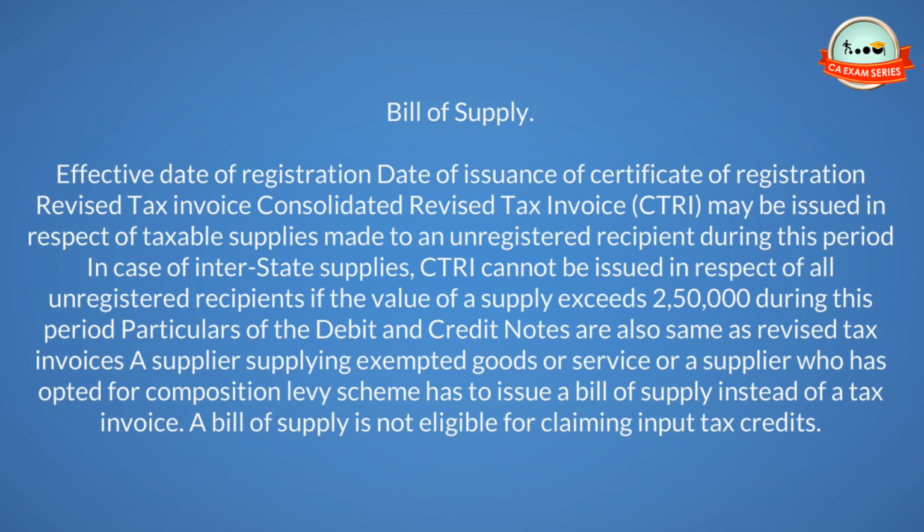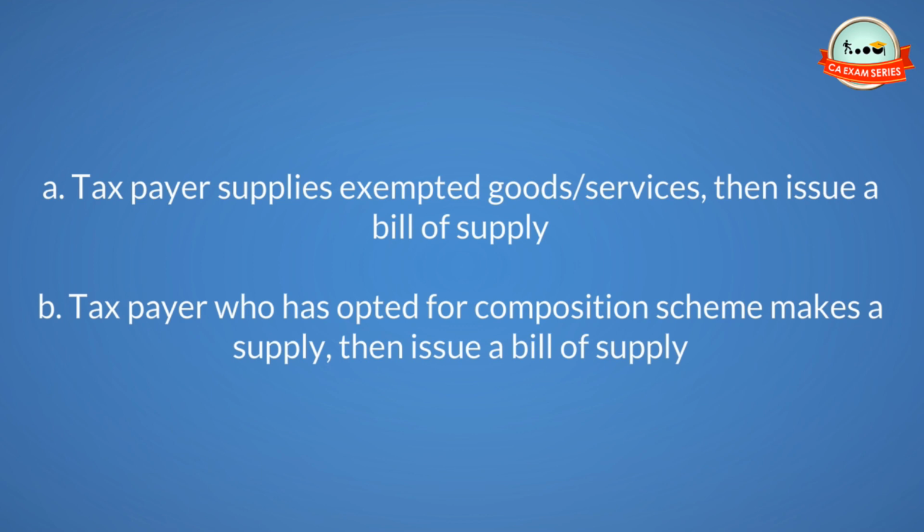A supplier supplying exempted goods or services, or a supplier who has opted for the composition levy scheme, has to issue a bill of supply instead of a tax invoice. A bill of supply is not eligible for claiming input tax credit. A. Taxpayer supplies exempted goods or services, then issue a bill of supply. B. Taxpayer who has opted for the composition scheme makes a supply, then issue a bill of supply.